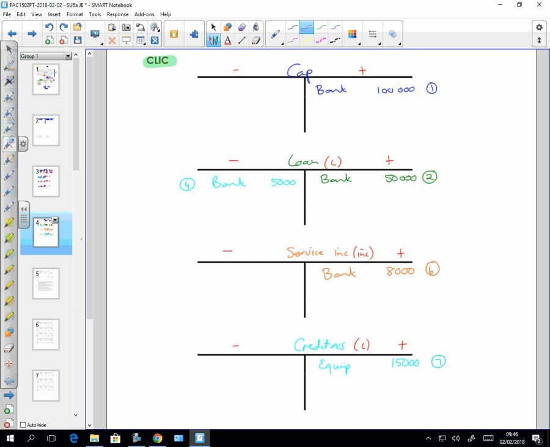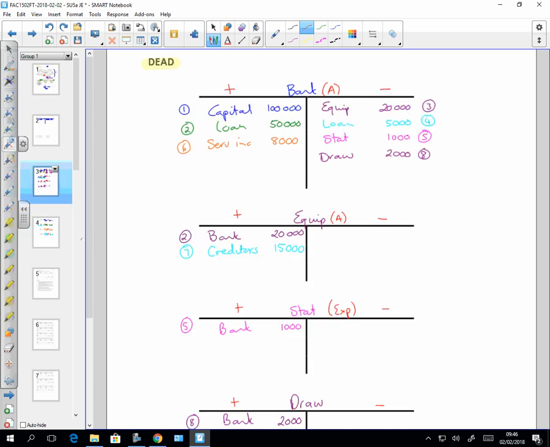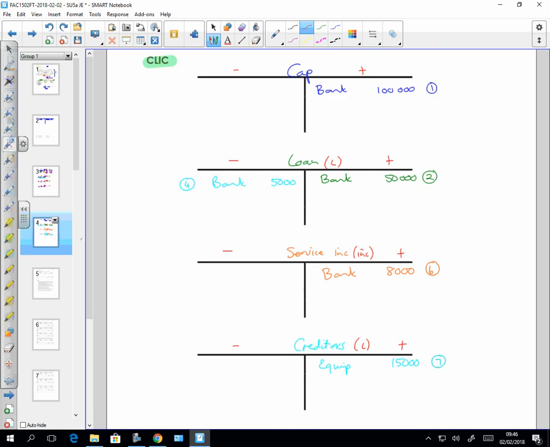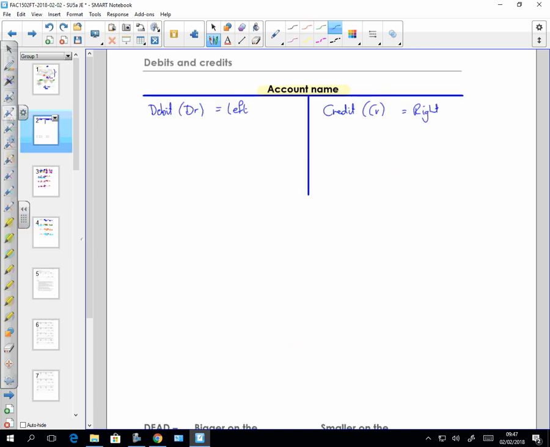Now the problem is some accounts are getting bigger on the left-hand side and smaller on the right-hand side, and other accounts are getting bigger on the credit side and smaller on the debit. How are you going to remember which accounts get bigger on the left-hand side on the debits and which accounts get bigger with credits? I'm going to teach you two acronyms. So go back to the page we skipped. The two acronyms are DEAD and CLIC.